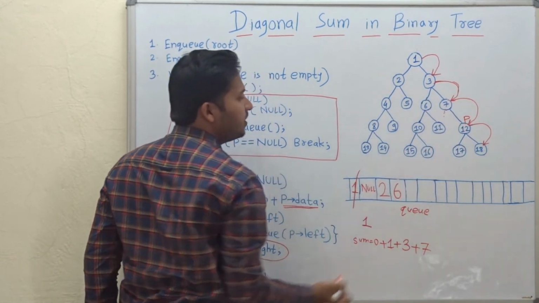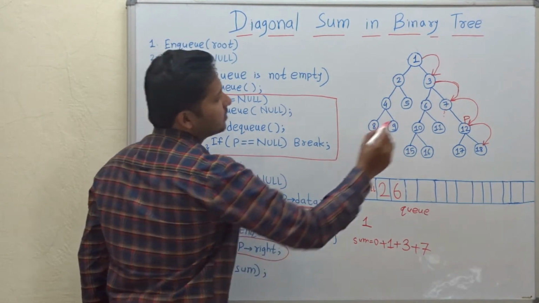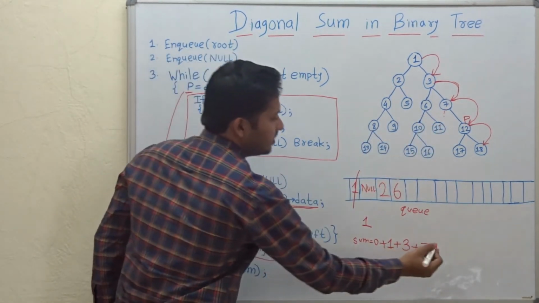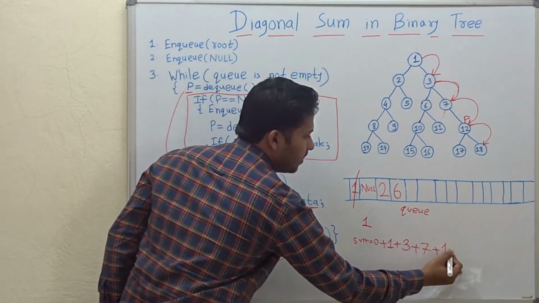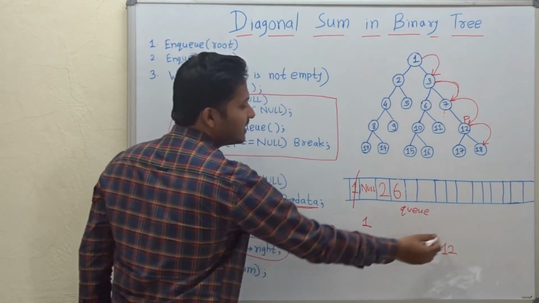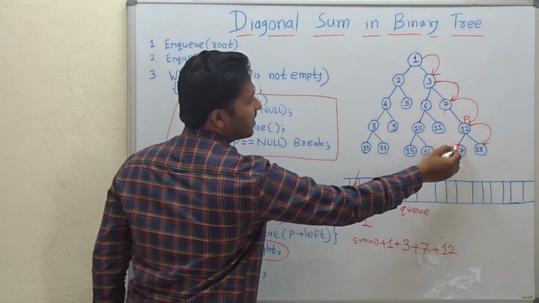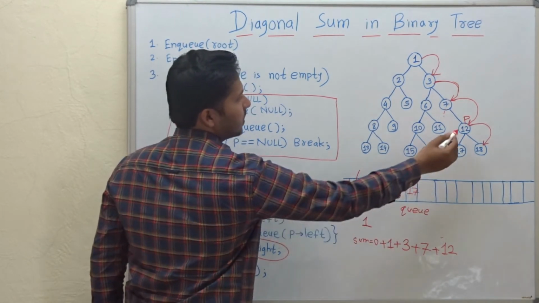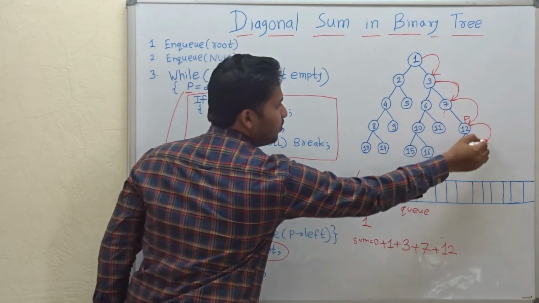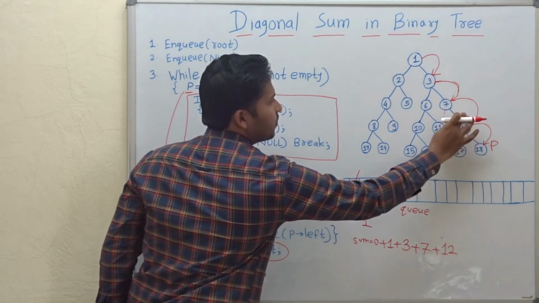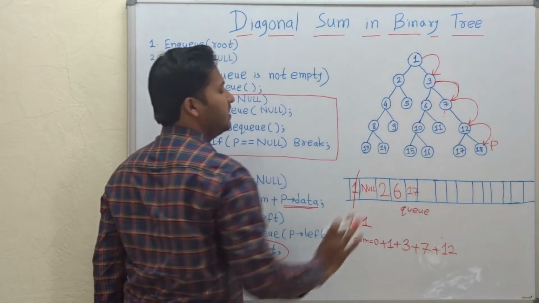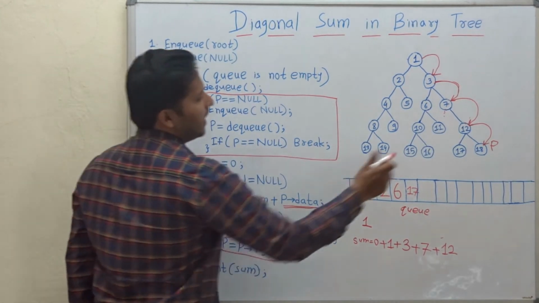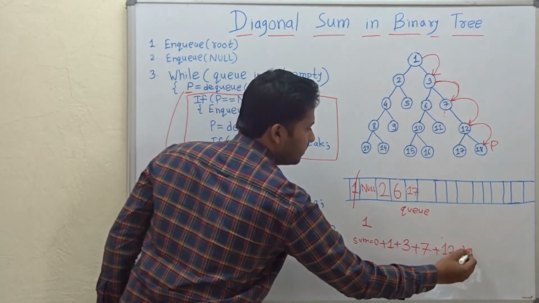So P will point to 12 now. So when P will point to 12, just add 12 to this diagonal or to this sum and check whether it has a left child. Yes, so enqueue that left child. So we have enqueued it and jump to the right. So we have jumped to the right. So 18, just add 18.